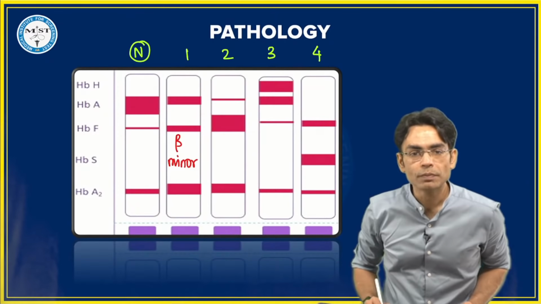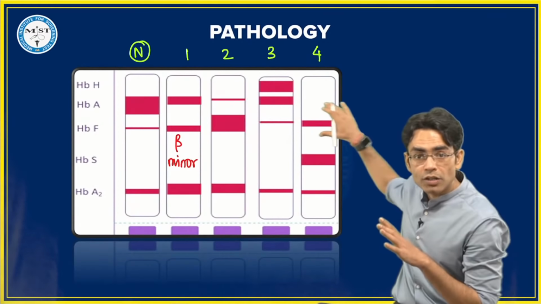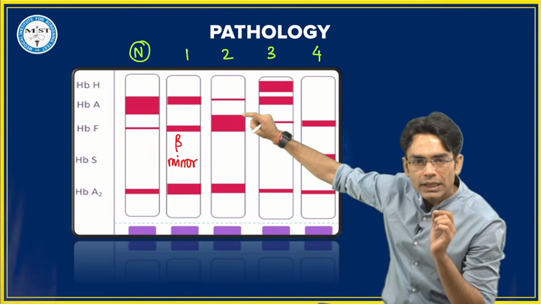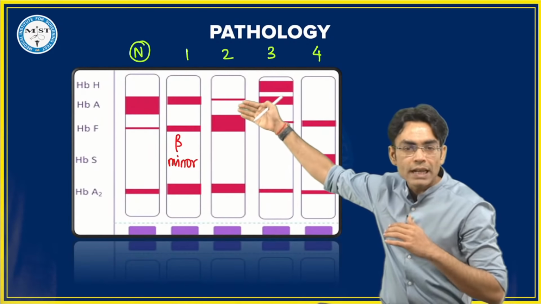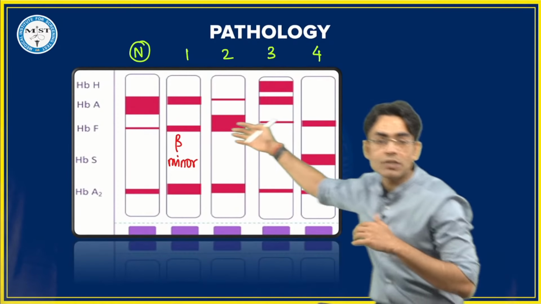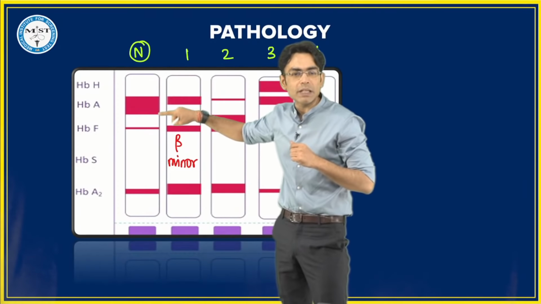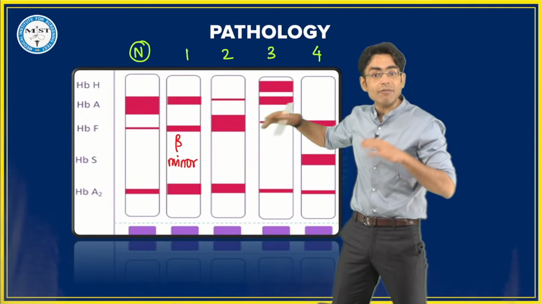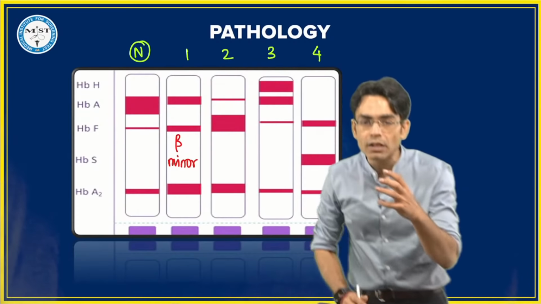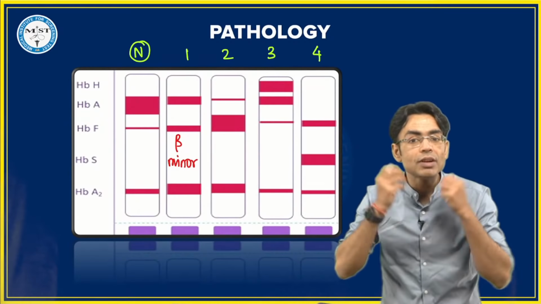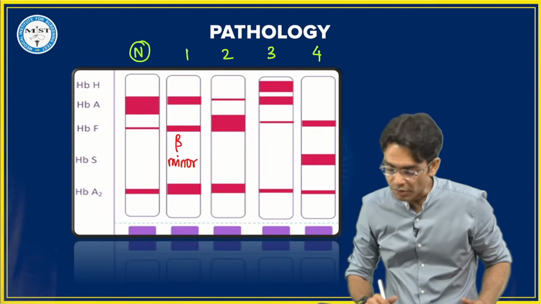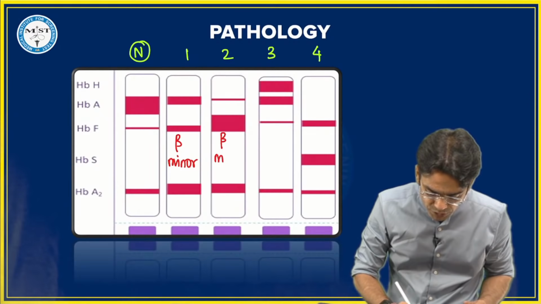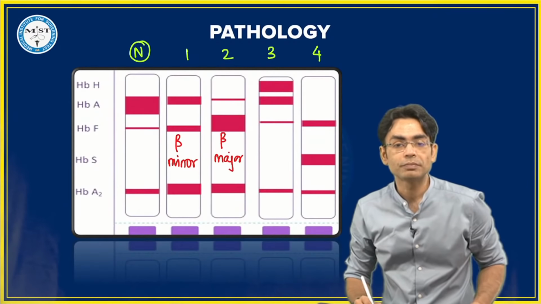What is patient number 2? These are all adults, okay? In patient number 2, hemoglobin A is very less, but hemoglobin F has increased. Normally A is more, beta, and F is very less. But here F has increased and A has decreased, F has become equal to A. So any adult having too much hemoglobin F, the concentration has reversed. So this is beta major, very good. This is your thalassemia major.